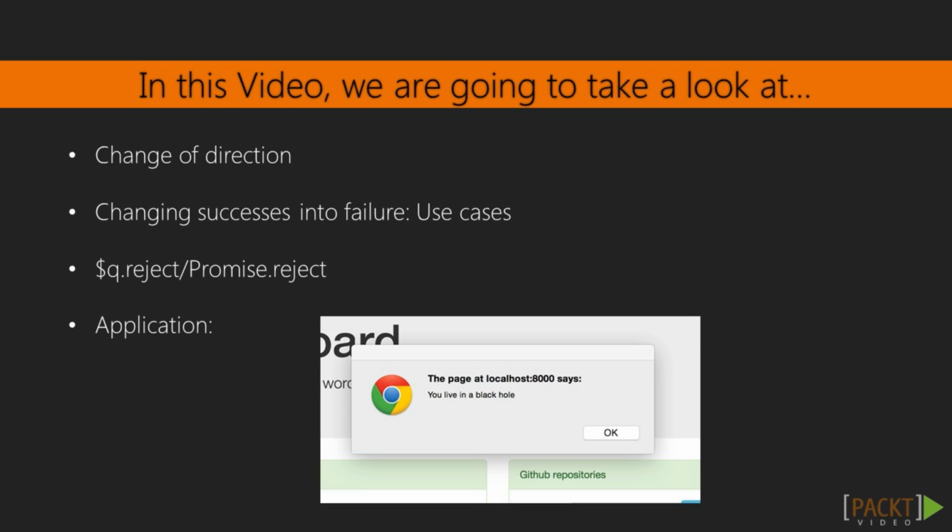As you know, there are only two possible outcomes for promises, reject or resolve. So we will see how we can make a resolve into a reject. As it might not be obvious at first, we will give a few examples of use cases for this feature. This will lead us to introduce $q.reject for Angular and the equivalent promise.reject in ES6. We will then apply this to the existing weather forecast widget to handle the case where the Google reverse geolocation does not yield any result.